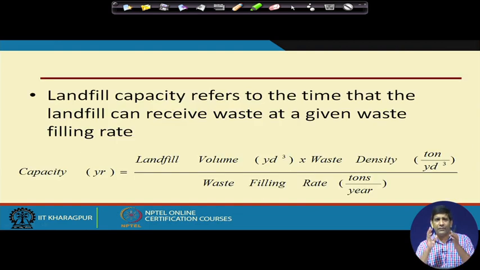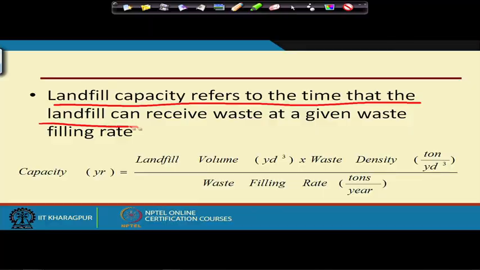Once you have the volume, there is another term called landfill capacity. The landfill capacity term is used in many calculations. It is essentially the time, in years, that the landfill can receive waste at a given waste filling rate.